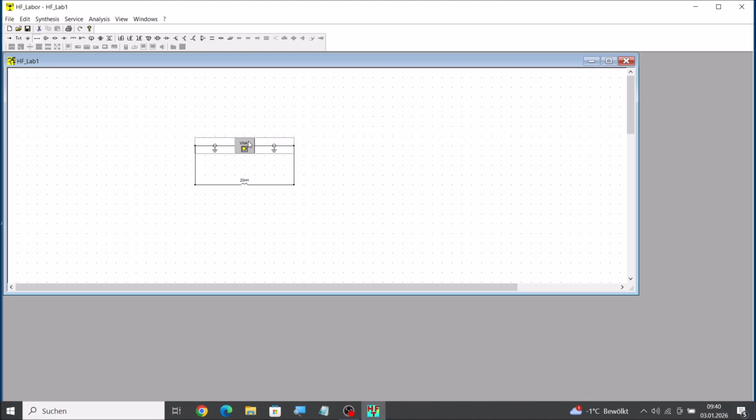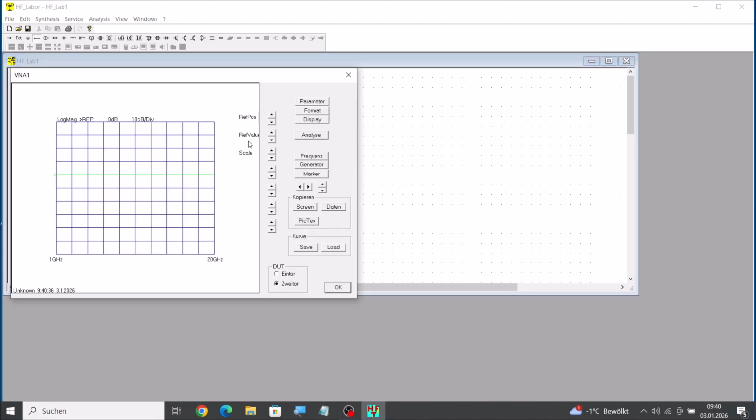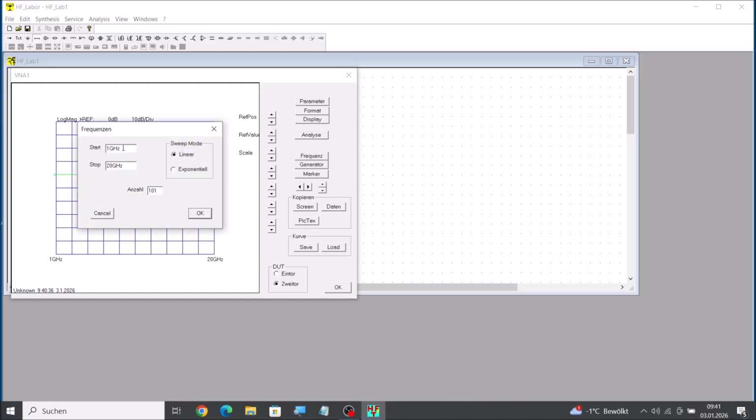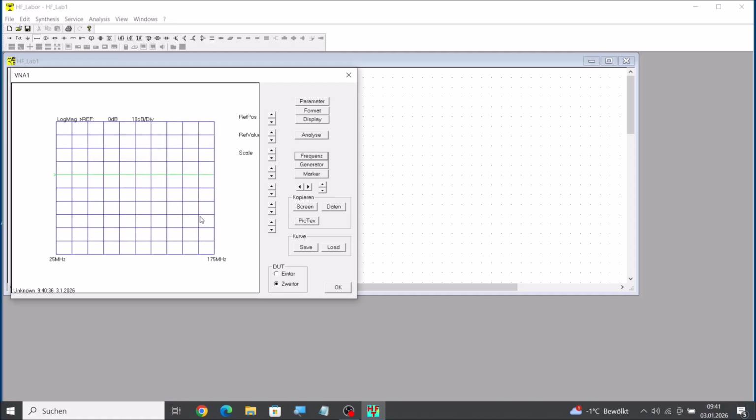According to our example, we had to analyze the lossless two-port with a center frequency of 100 megahertz. So we changed the frequency to 25 megahertz, and this is the start frequency, and the stop frequency we will change to 175 megahertz. So 100 megahertz is just in the middle of this frequency range.